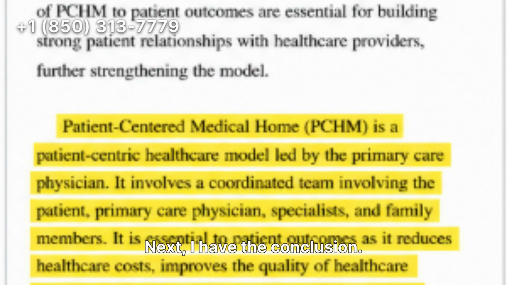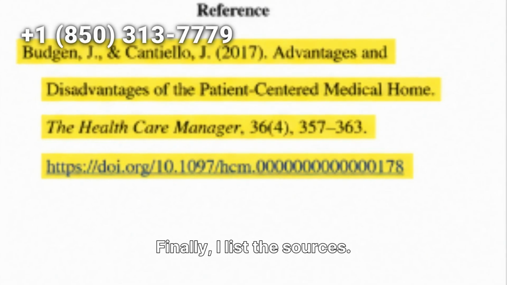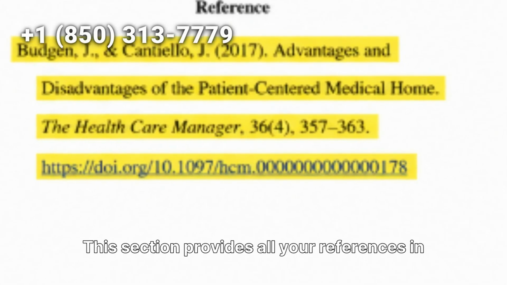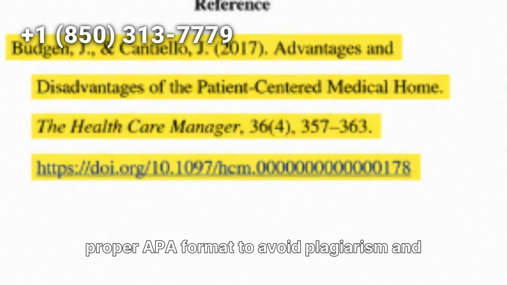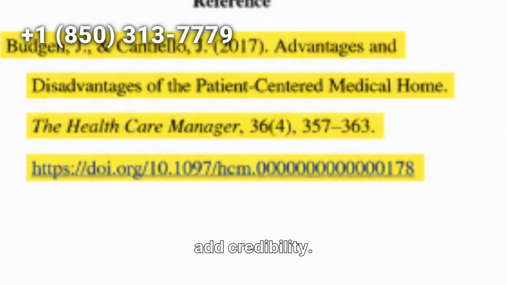Next, I have the conclusion. It summarizes the main points and restates why the PCMH model is so valuable for patient outcomes. Finally, I list the sources. This section provides all your references in proper APA format to avoid plagiarism and add credibility.